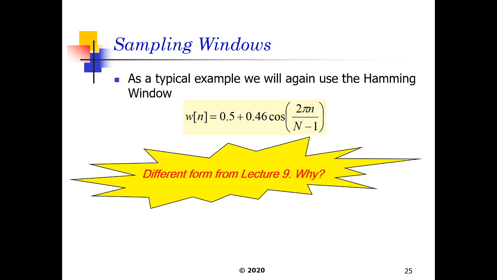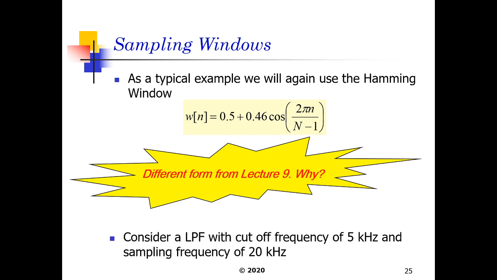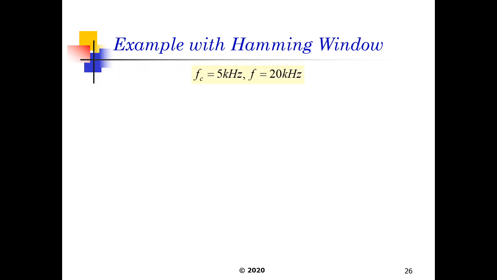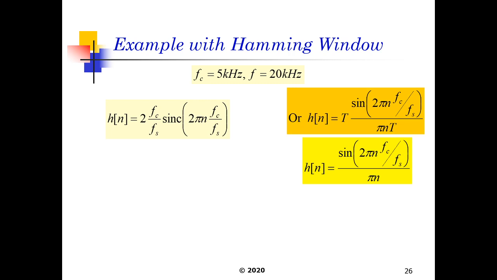Let's actually consider a practical example where we're going to design a filter. So, we're going to consider a low-pass filter with a cutoff frequency of 5 kHz and a sampling frequency of 20 kHz. And we're going to be using the Hamming window along with it. So we know fc is going to be 5 kHz and our sampling frequency, referred to as fs here, is going to be 20 kHz. We need to figure out what our h of n is first. And we know the h of n equation was given in this form here, which is required to be memorized.